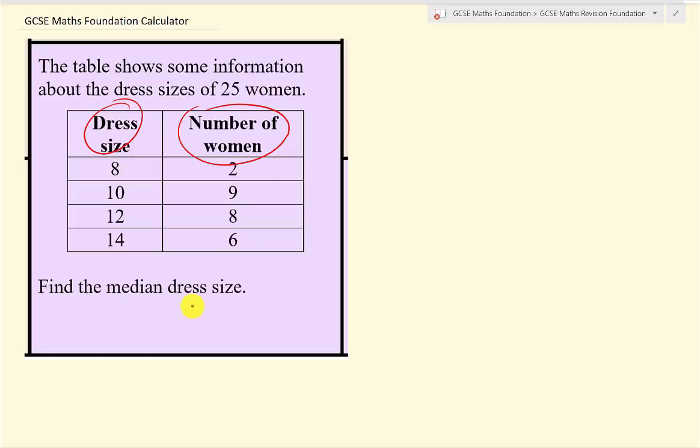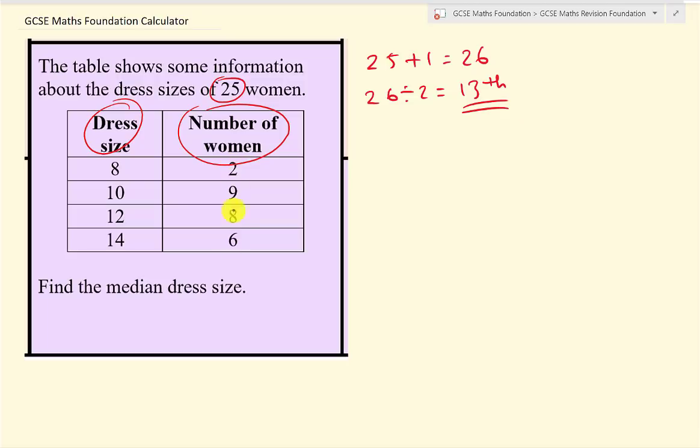Now, because it's in a table, we need to work out the middle woman of 25. So we've got 25 women, which is 12 and a half. So what we're going to do is add 1. So 25 add 1, which is 26. And half of 26 is going to be 13. So the 13th woman will have the median dress size.